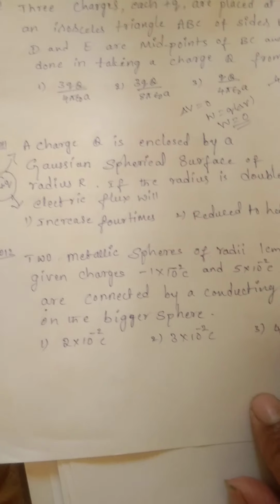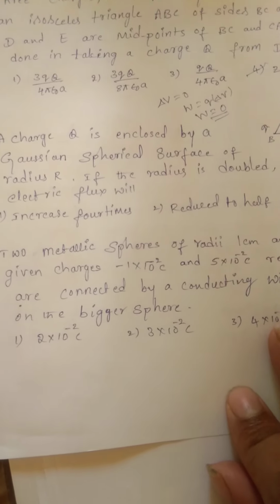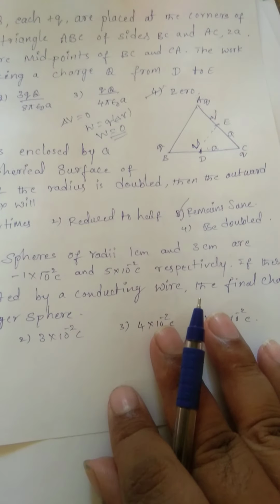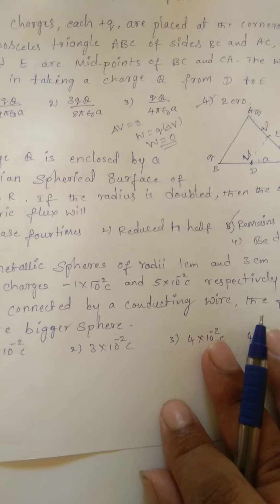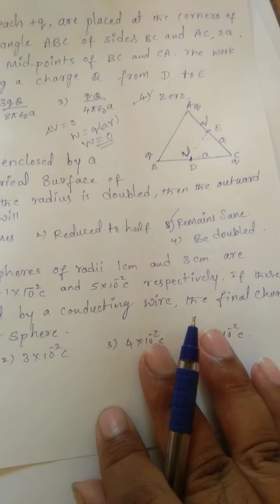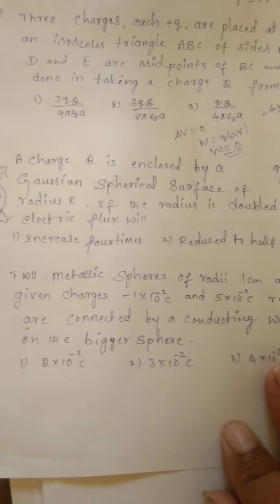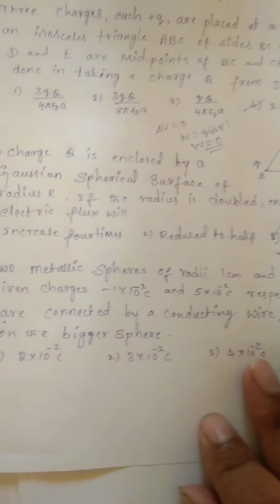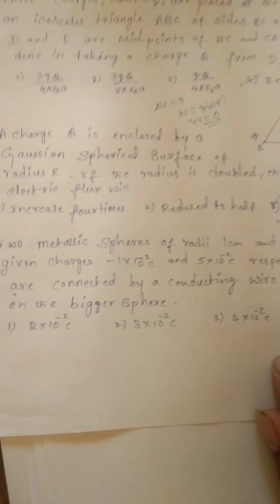Next, one more question from 2012. They asked one more question in the NEET exam, the all India pre-medical test. Two metallic spheres of radii 1 centimeter and 3 centimeters are given charges minus 1 into 10 to the power of minus 2 coulomb and 5 into 10 to the power of minus 2 coulomb respectively. If these are connected by a conducting wire, the final charge on the bigger sphere is?